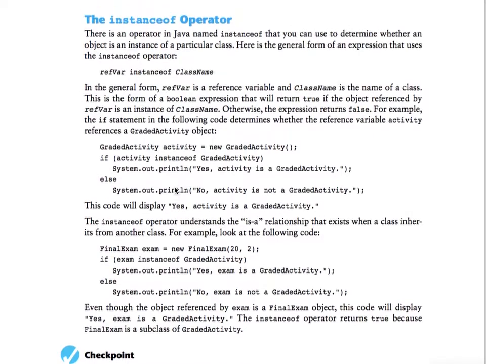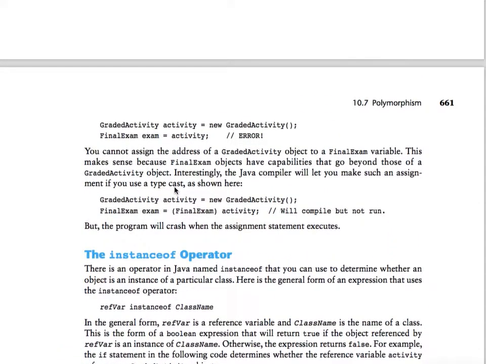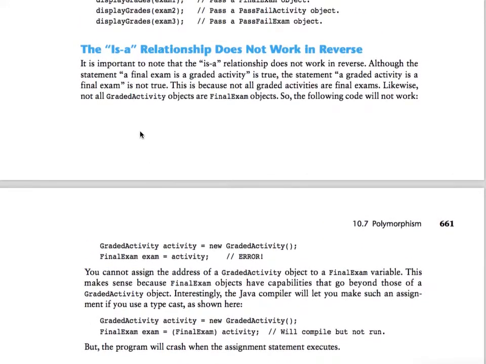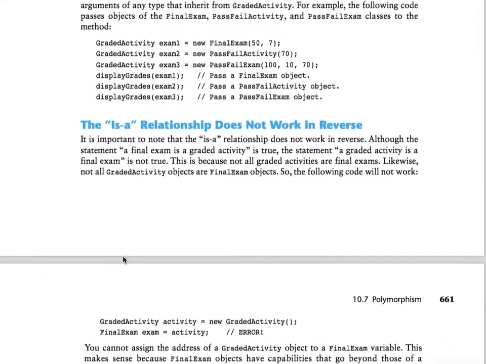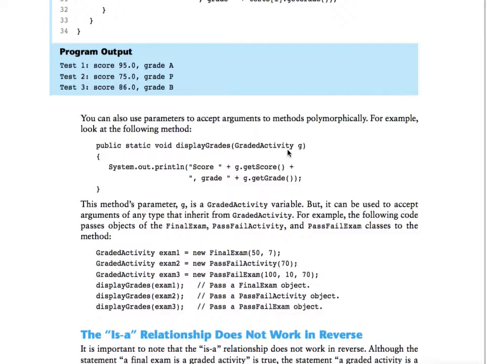So you learned a little bit about the instanceof operator. You learned a little bit about the fact that inheritance really doesn't work in reverse, and this is the example right here. And you learned a little bit about the polymorphic situation when you're using it as a parameter. So hope this helps.